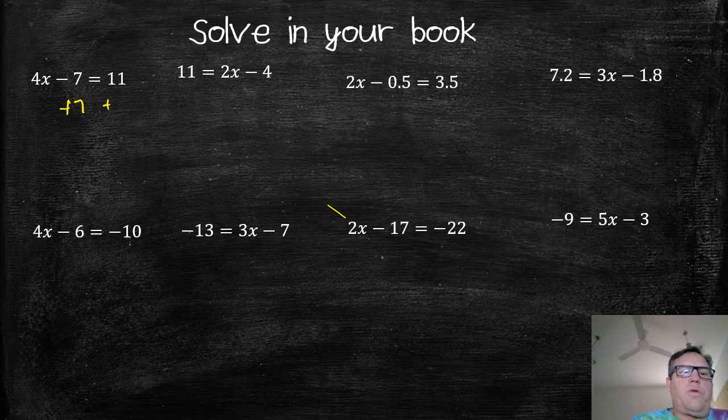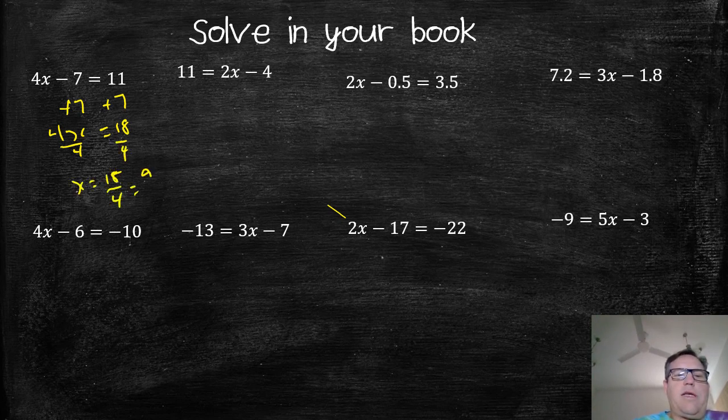Okay, so the first one, we're going to add 7 to both sides. 4x equals 18. We divide by 4. X equals 18 over 4. We need to simplify, which is 9 over 2. Remember, we said in class it's okay to leave as an improper fraction, or you could write that as 4.5.